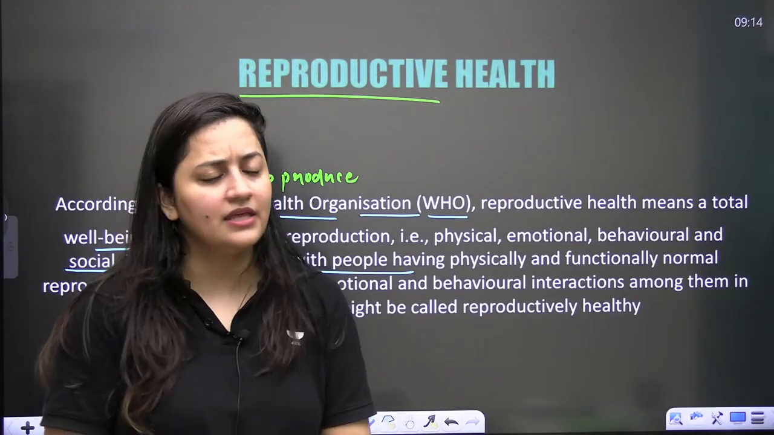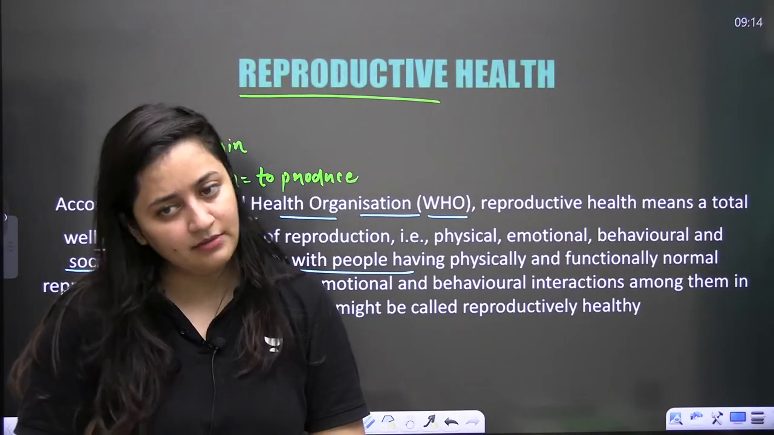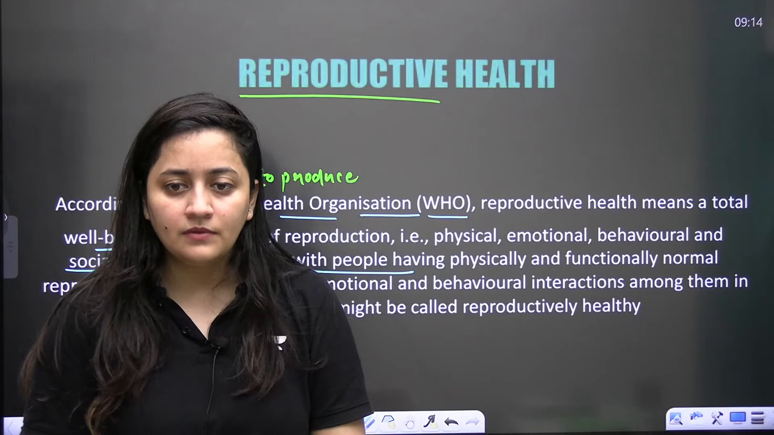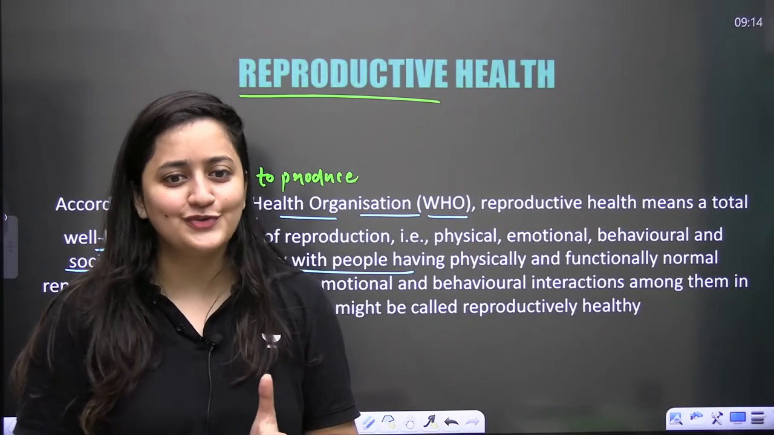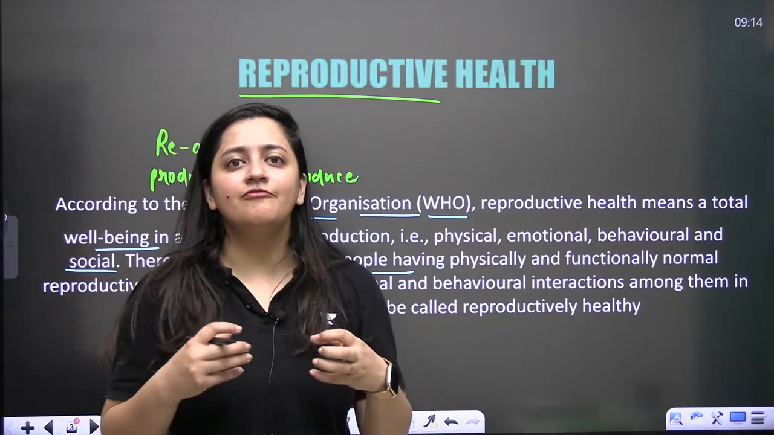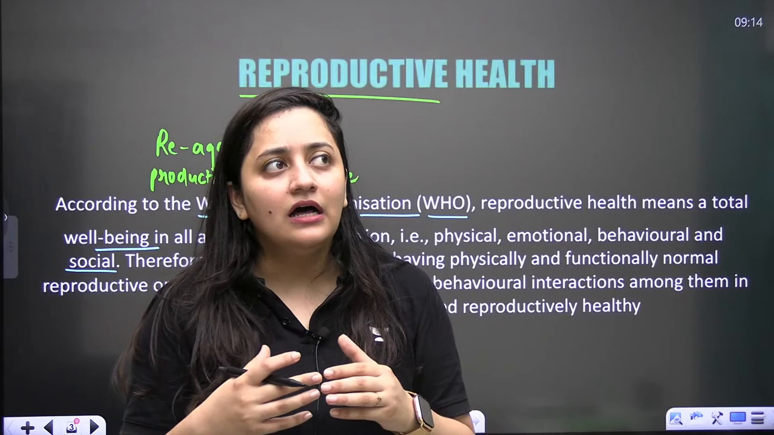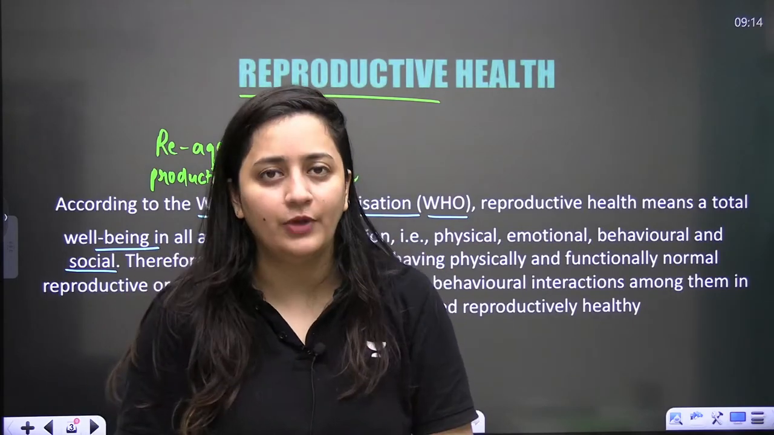STDs can be there, acceptable. Infertility related issues can be there. So see, if society is not aware of the reproduction related aspects, it can result in overpopulation, right?